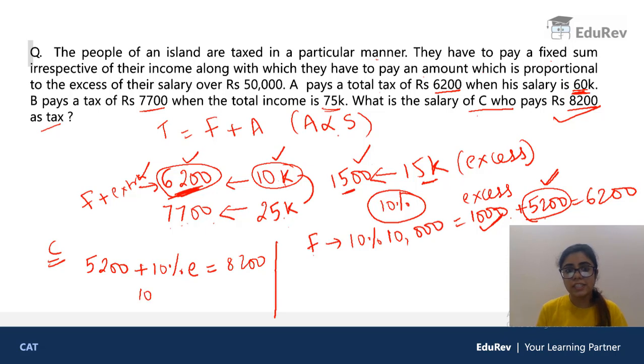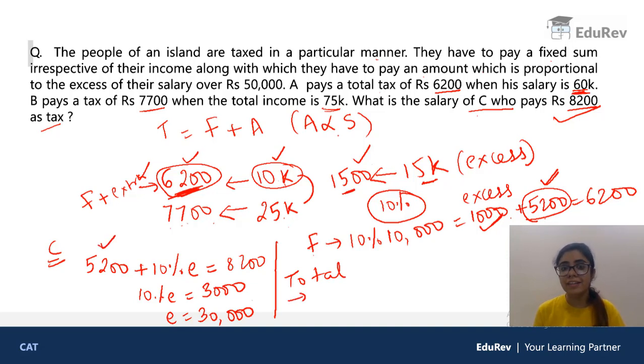Okay, so can I say 10% of extra is 3,000 in this case, 82 minus 52. So my extra income is 30,000. So he is earning an extra of 30,000. So what is the total money he is earning? 50,000 for 5,200 and the extra 30,000. So he is earning a total of 80,000. And on 80,000 he has to pay 8,200. So this is how you're going to approach this problem. Okay? Now let's look at the next problem.